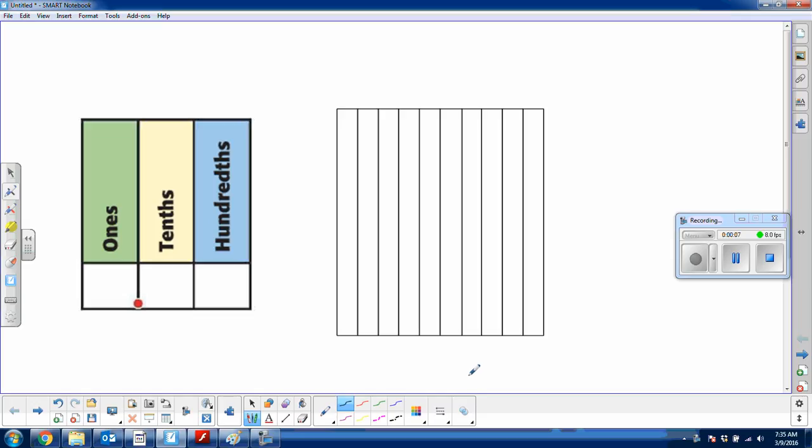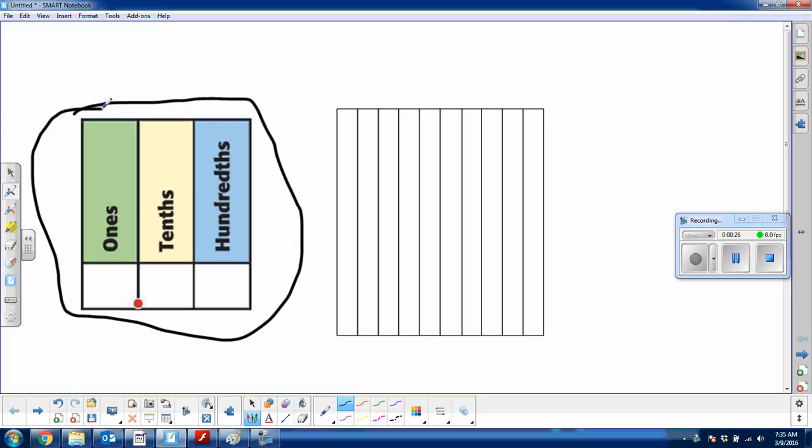Today, what we're going to work on is creating decimals from fractions, or just basically creating decimals. So let's go ahead and get started. What I want you to bring your attention to first is this chart right here. This is a place value chart.